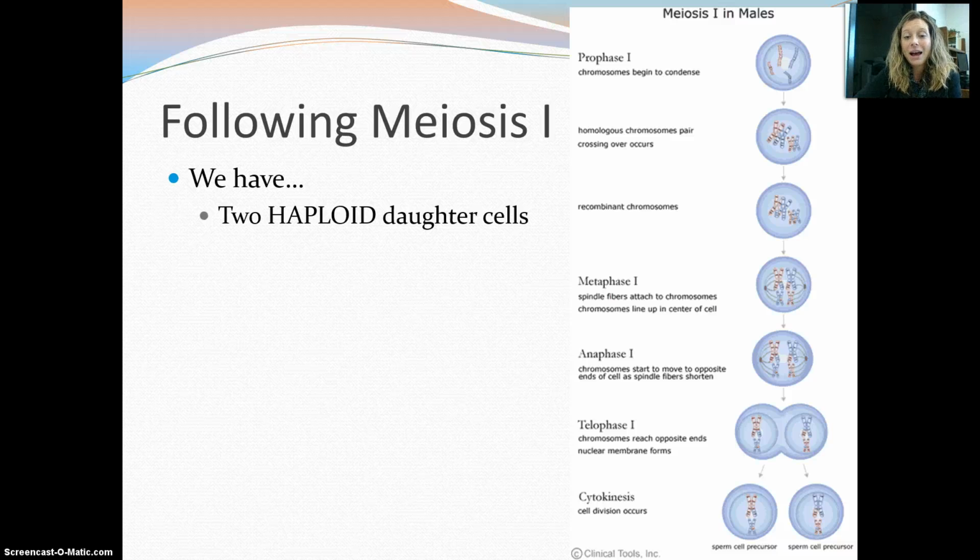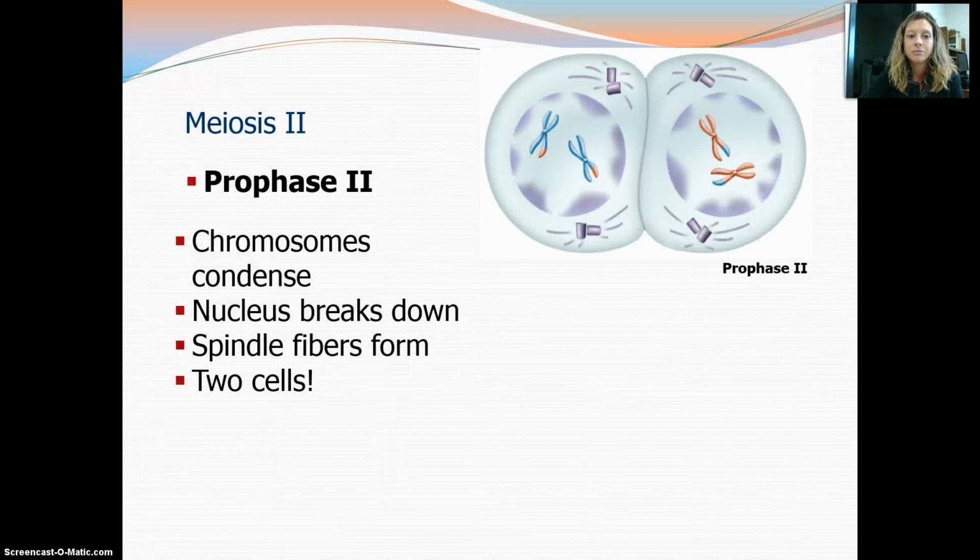Okay, so at this point, we have two haploid daughter cells, but the duplicated DNA has not been separated. Okay, so bear with me. We're going to end up with 4 haploid cells that have just the one set of the chromosomes in them. Okay, so now we have Prophase II. So we've done one set of divisions. Now we're going to go into the second set of divisions, Meiosis II.